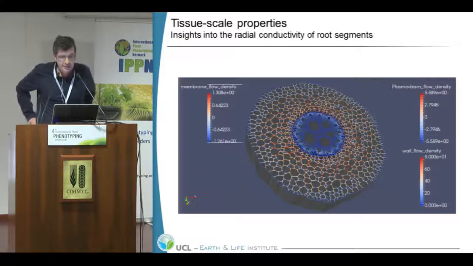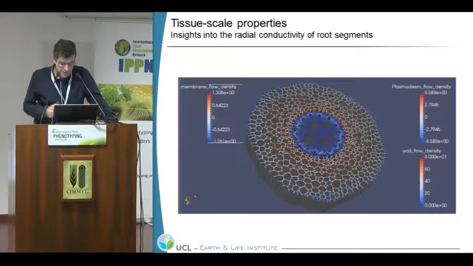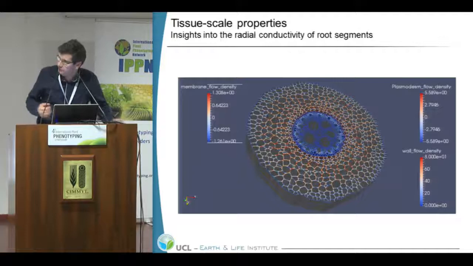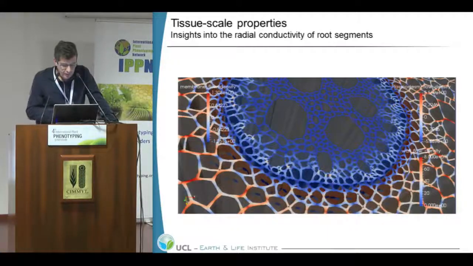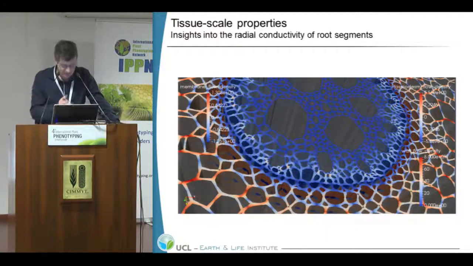If we apply this to a real cross-section, this is a cross-section from maize that we segmented using the CellSet software, we were able to simulate the membrane flow density, the plasmodesmata flow density, the wall flow density. So we have the flow of water into all of these compartments, and this is just a zoom up. If you want to know more, you can come to me and I can explain, but it's just a fancy picture at the moment.